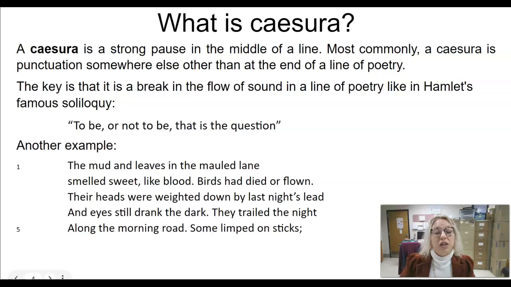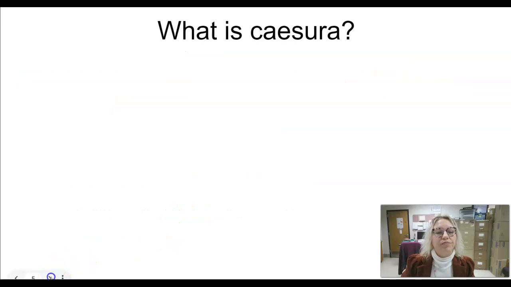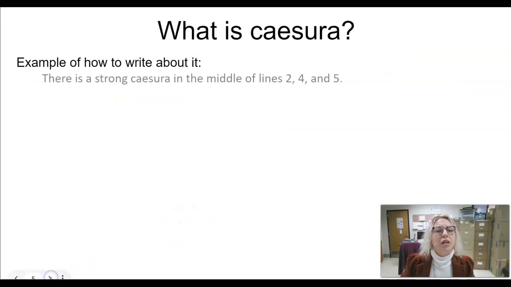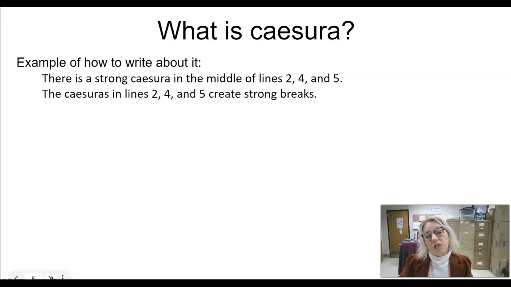All right. "They trailed the night along the morning road. Some limped on sticks." So another strong pause there. How do you write about it? You can say there is a strong caesura in the middle of lines 2, 4, and 5. The caesuras in lines 2, 4, and 5 create strong breaks.